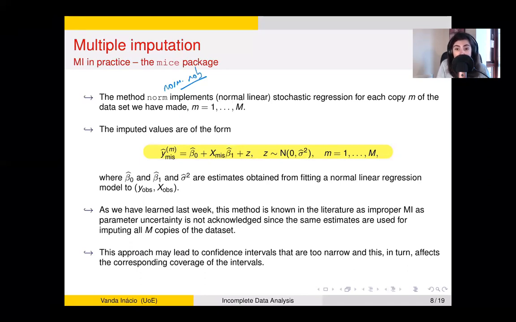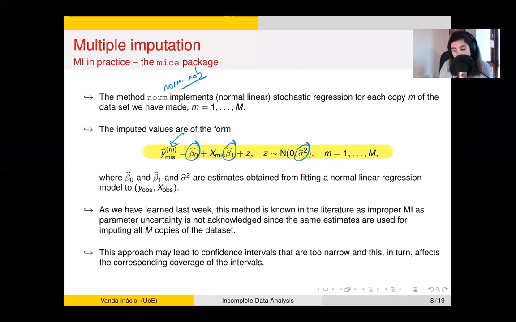And as we have learned last week, and as I've just mentioned, we are using this beta 0 hat and beta 1 hat and the estimated residual variance. They are the same for all copies of the data set, so they don't have an index m, right? And again, this is known as improper multiple imputation, and it has some problems regarding the coverage of the confidence intervals and the width of the confidence intervals.